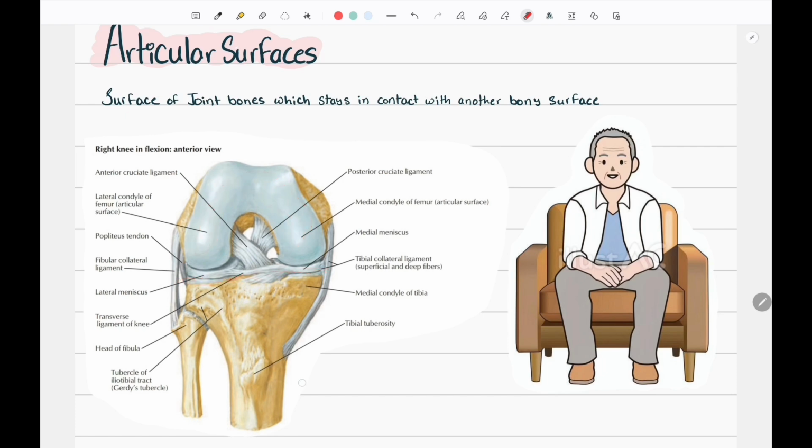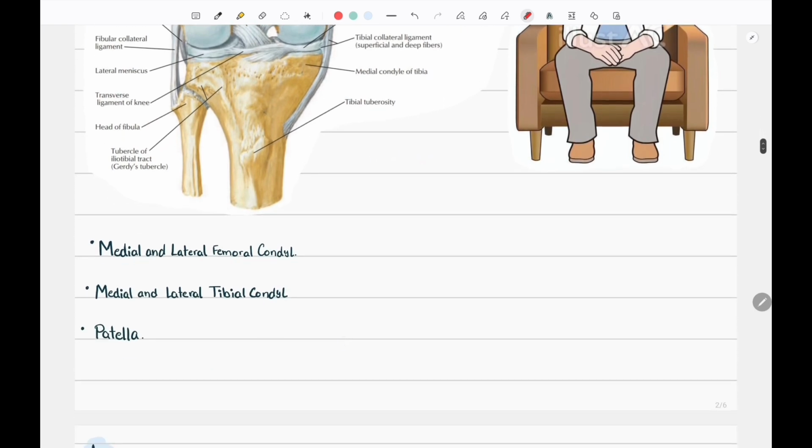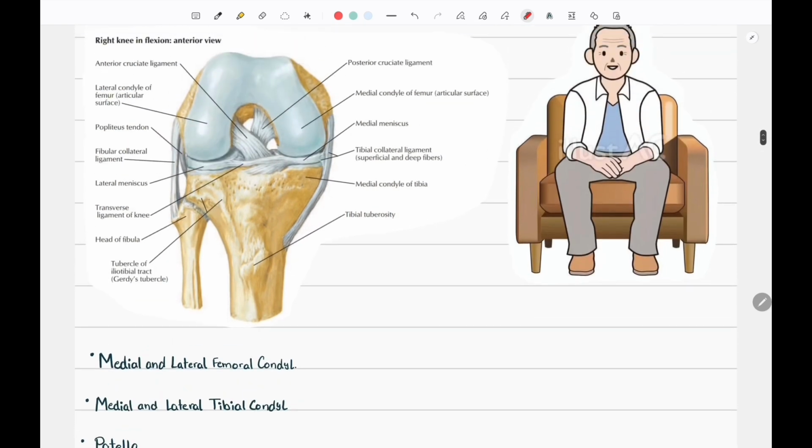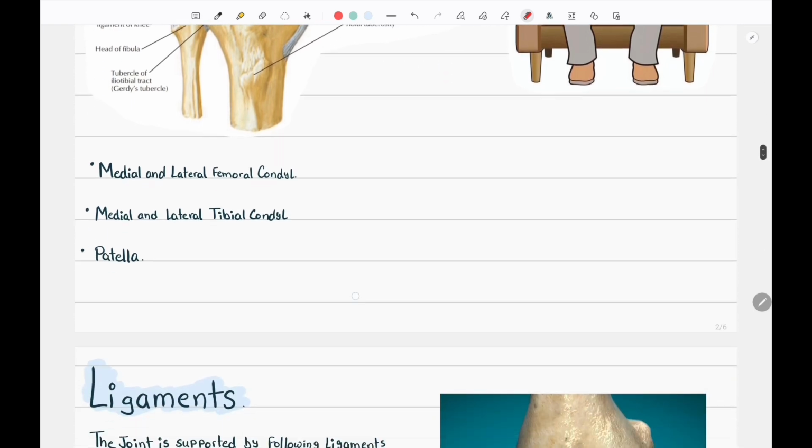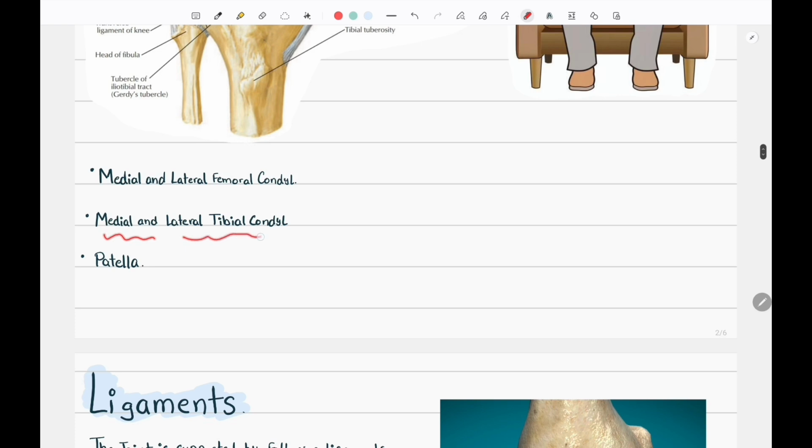The articular surfaces are as follows: the medial and lateral femoral condyles. Condyles are these bumps present at the end of the femur and tibia bone. Then the medial and lateral tibial condyles and the patella. All these surfaces are articular surfaces of the bones and form the joint.